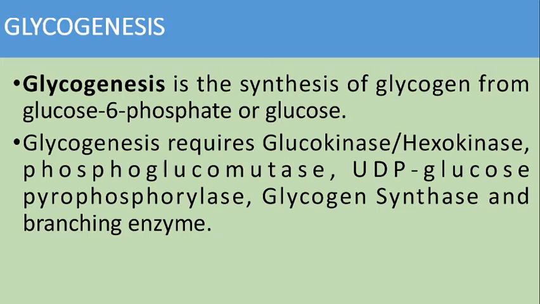Glycogenesis requires the key enzyme glycogen synthase. Along with this key enzyme, it also requires other enzymes like glucokinase, phosphoglucomutase, UDP glucose pyrophosphorylase, and branching enzyme.